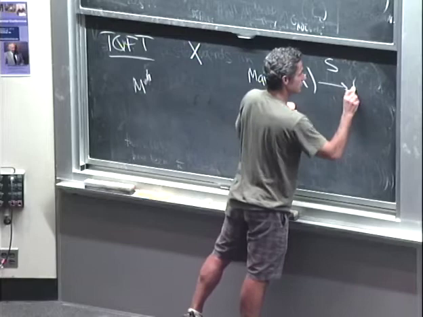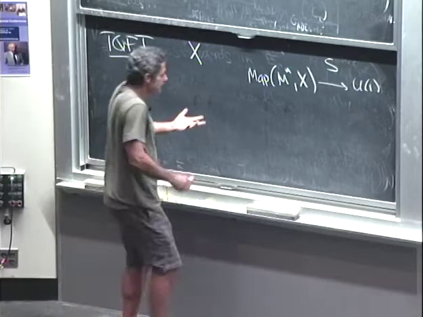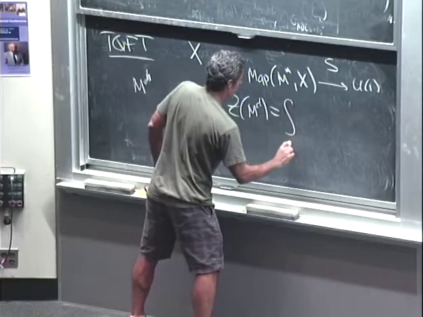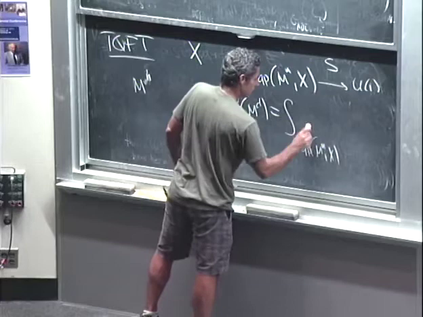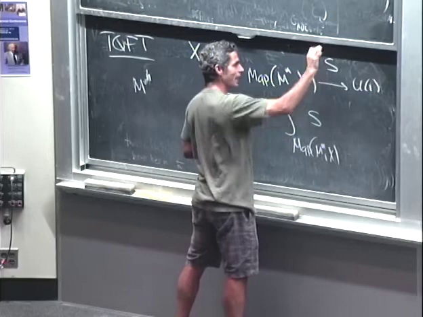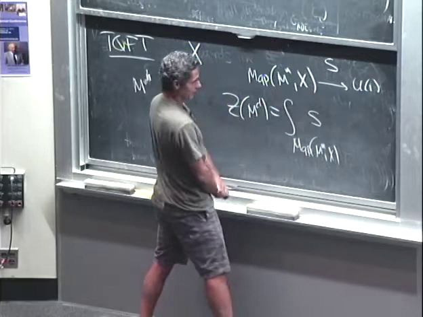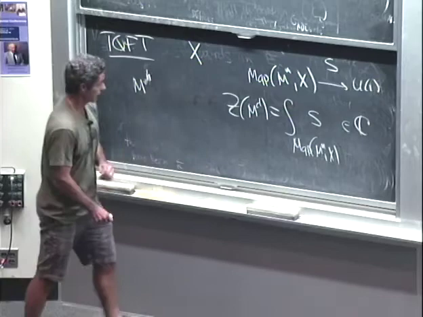And then typically you associate to your manifold the integral over this whole space of fields of the action. I've written S; normally you would write e to the 2πiS, but let me just use S for the exponentiated classical action. So I'm supposed to integrate this, and I'm supposed to get a complex number. This is for an N-manifold.